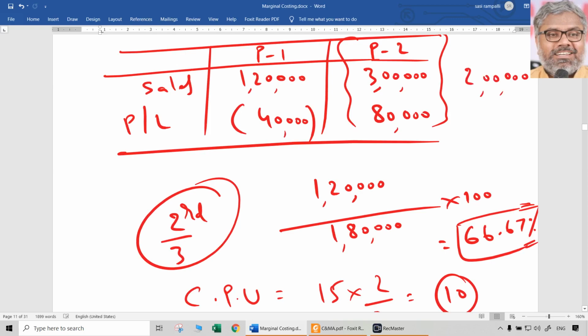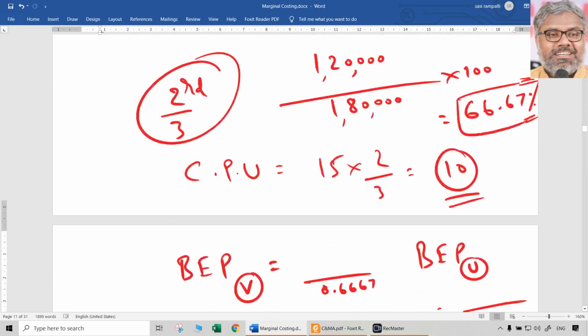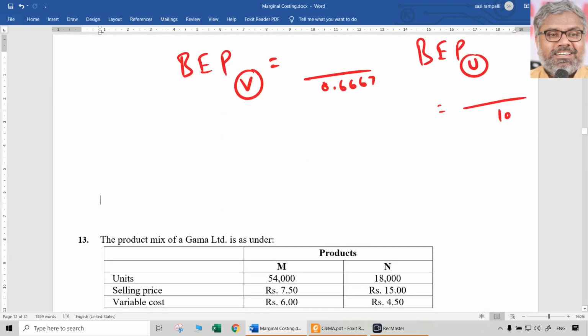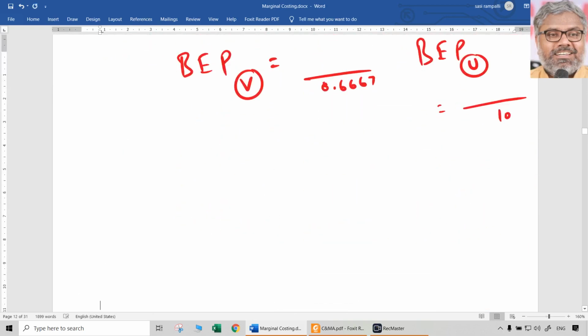This is contribution. Profit is 80,000, so naturally fixed cost should be how much? 1,20,000. Then only profit will be 80,000. So indirectly we can find out the fixed cost by substituting the PV ratio in any year, no problem. Any year you can do that, but you have to write the formula well and then substitute it.